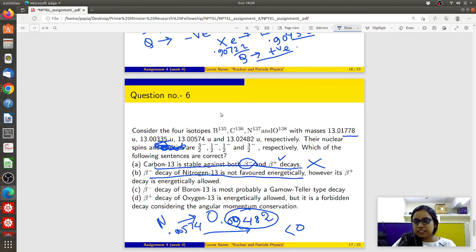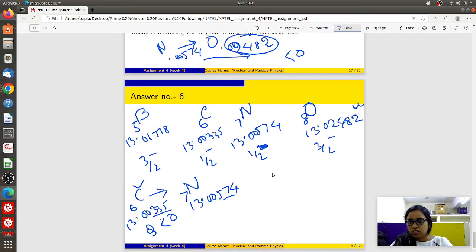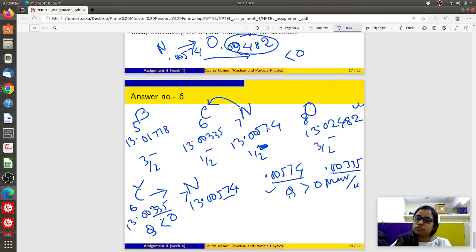Now coming to the beta plus decay. What is beta plus decay? Beta plus decay means nitrogen can go to carbon. Nitrogen has 13.00574 and carbon 13.00335. So this may be possible kinematically because the Q value is greater than 0. So beta plus is allowed kinematically, but beta minus is not allowed kinematically.